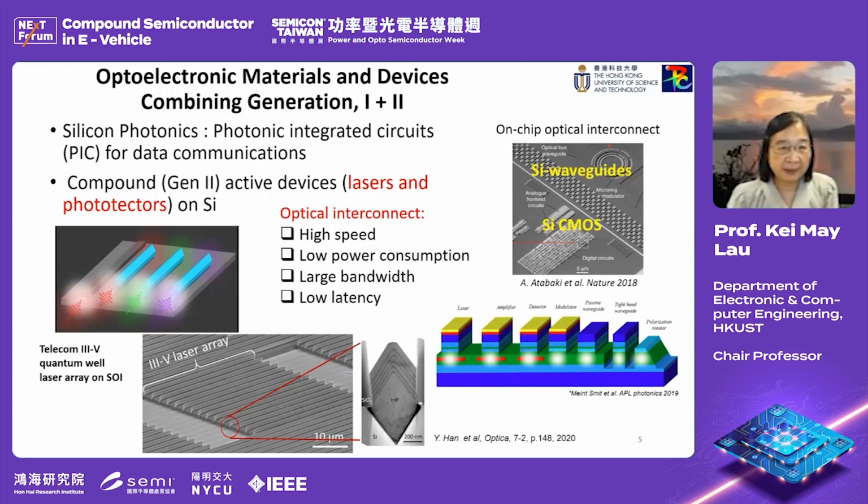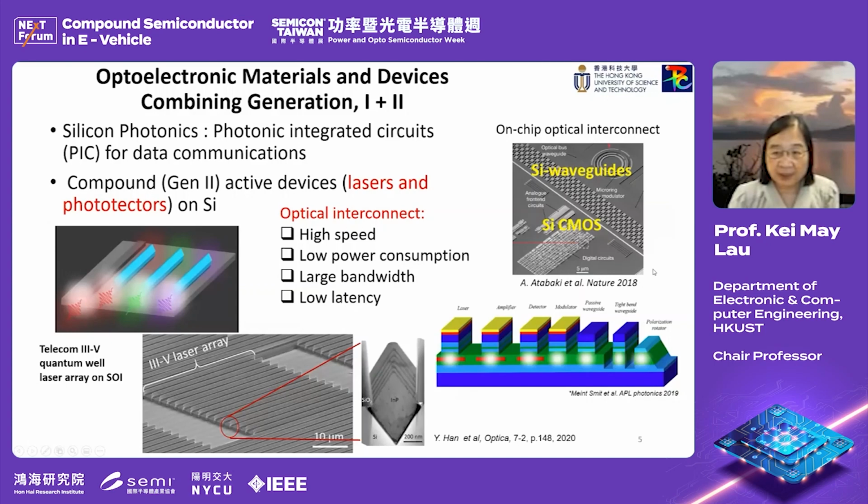And then people have been using compound active devices, like lasers, photodetectors and modulators and so on. And we try to integrate these devices for optical interconnects, because the compounds are more efficient devices, and you can have a higher speed. And the whole purpose of integration in silicon photonics is for high speed, for lower power consumption, for a larger bandwidth, and also for lower latency.